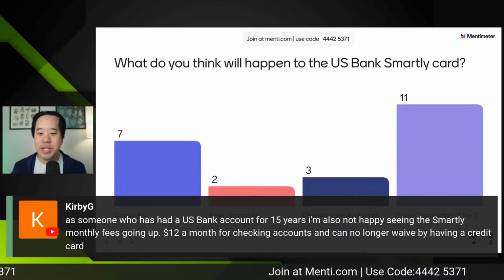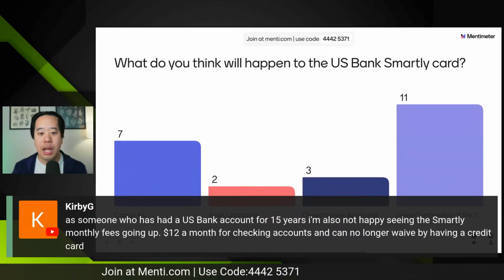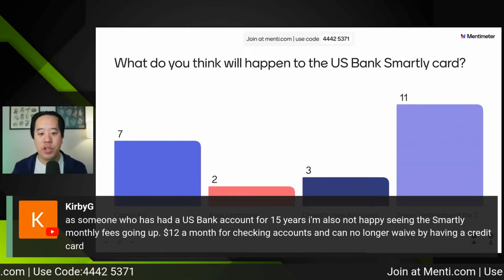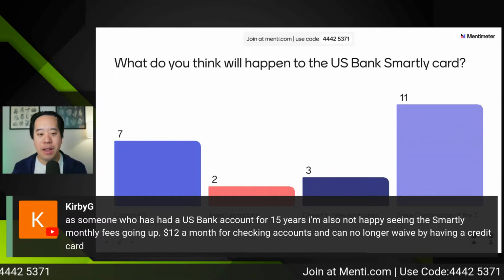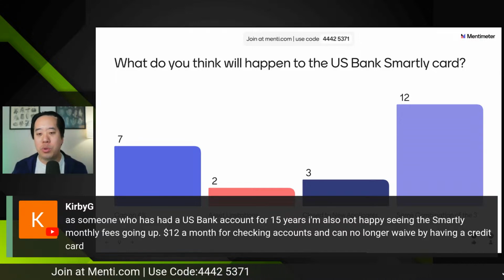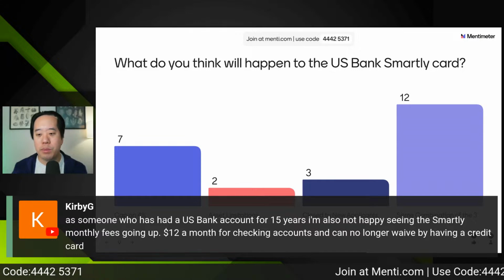As someone who has had a US Bank account for 15 years, I'm also not happy seeing the Smartly monthly fees go up. $12 a month for checking accounts and can no longer waive by having a credit card. Yeah, that's a really unfortunate change, unfortunately. So they're just really tacking the fees on, and it's really not giving us a lot of value anymore.